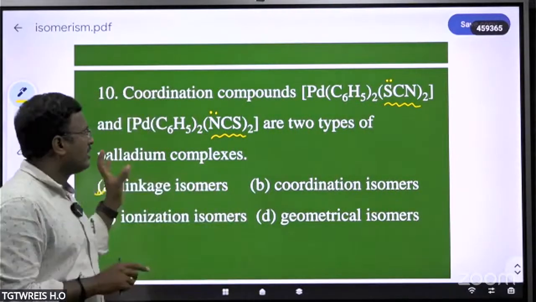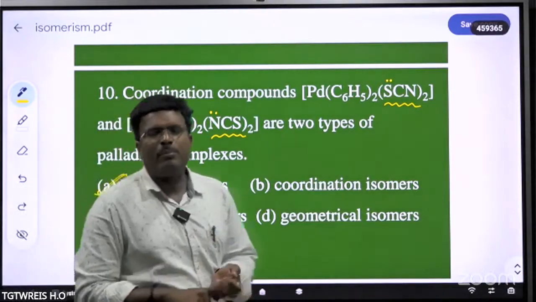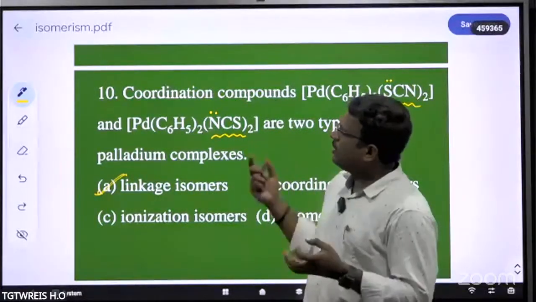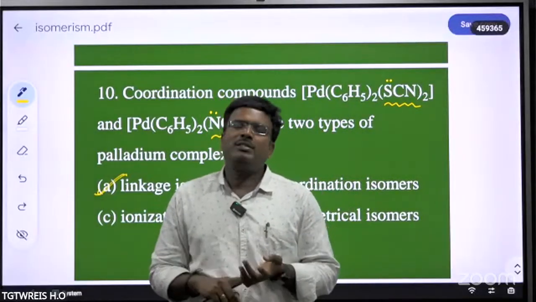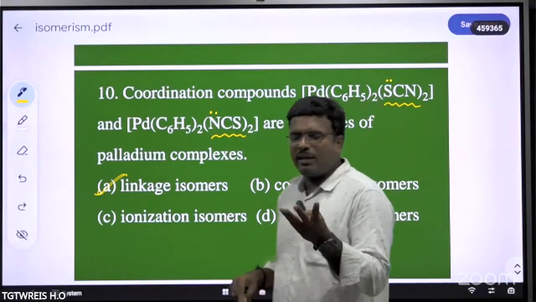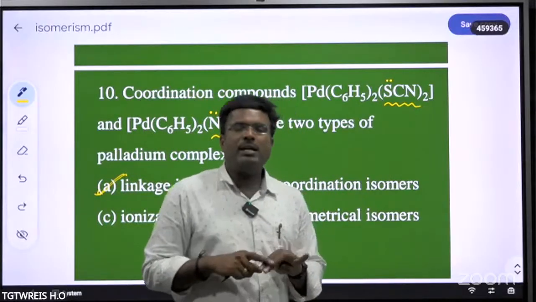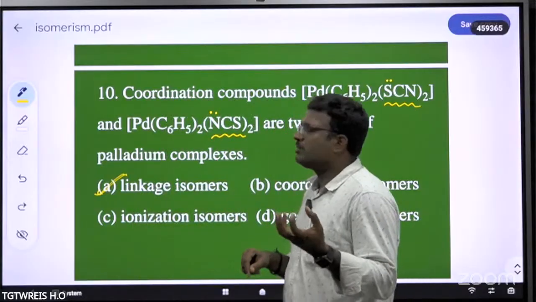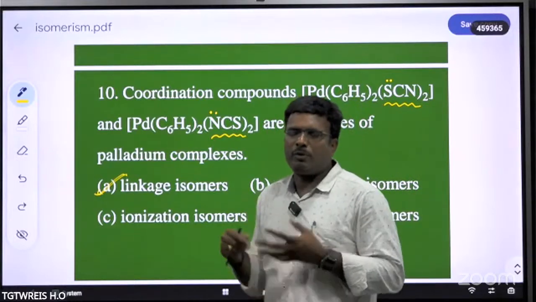For coordination compounds, there are 2 types of isomerism. To define isomerism: number 1 is structural isomerism and number 2 is stereoisomerism, geometrical and optical. Structural isomerism is again classified into types: ionization isomerism, hydrate isomerism, linkage isomerism and coordination isomerism. Stereoisomerism includes geometrical isomerism and optical isomerism. Geometrical isomerism is again of two types, cis-trans and optical isomerism.